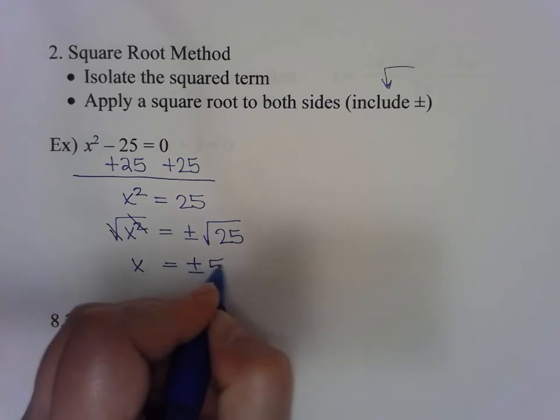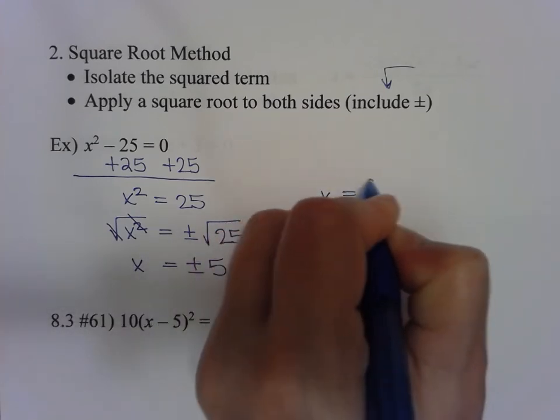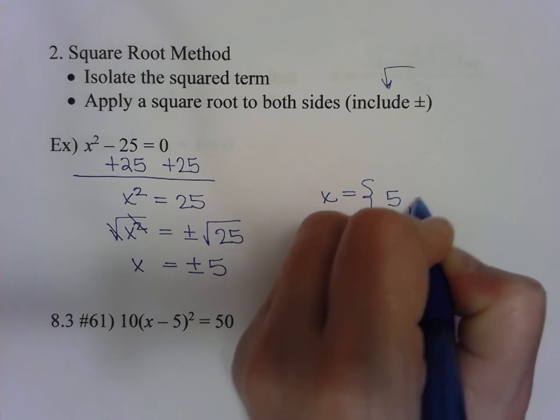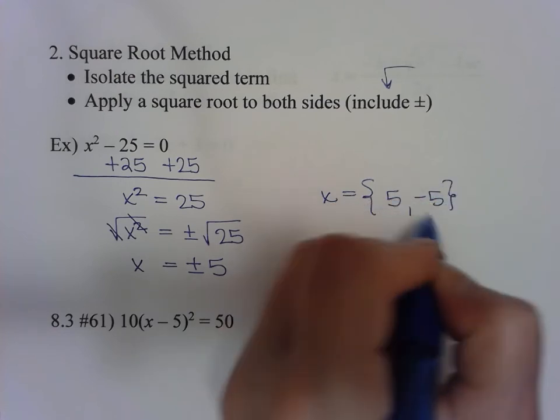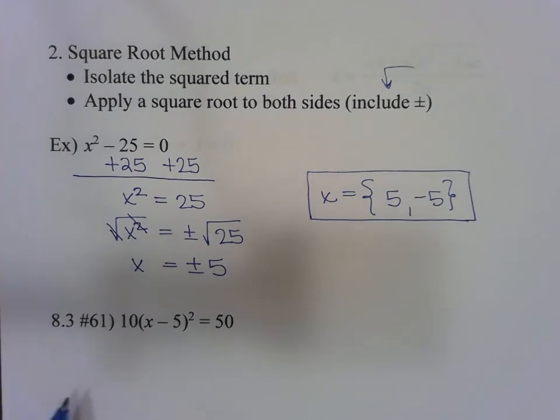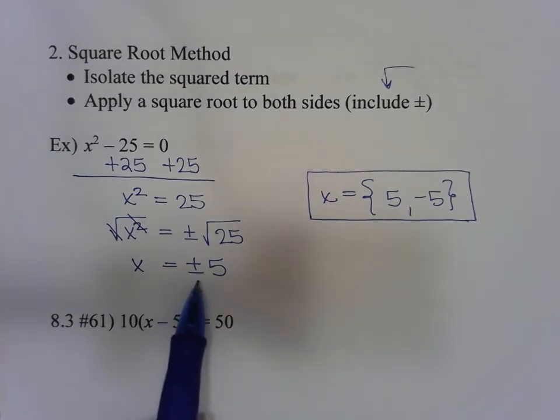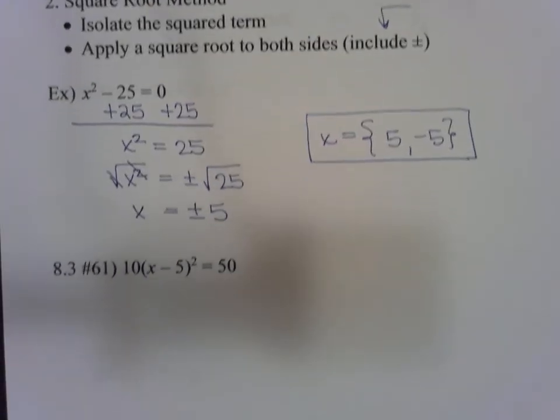The square root of 25 is 5. So I'm going to get my same two answers, positive 5 and negative 5. All right, I'm being fancy tonight with my squiggly brackets, but you can leave your answer just like this. That's totally fine also. Okay, let's try another one.